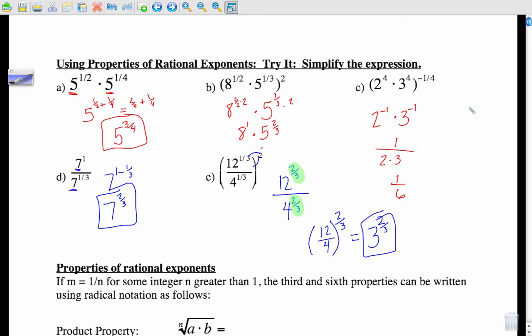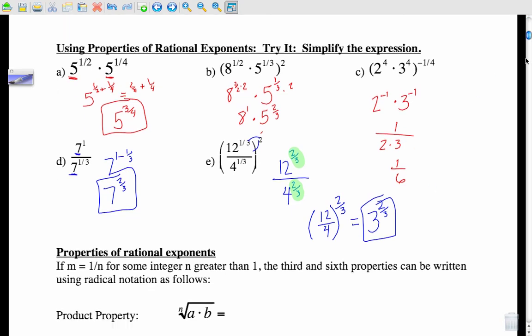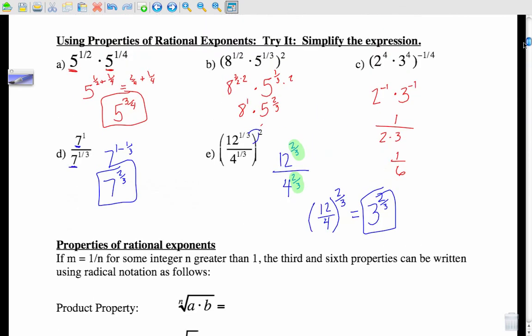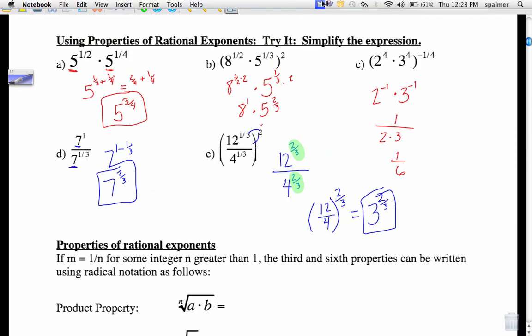Done. So there's some examples on how to work with fractional exponents. What we're going to take a look at in the next video is using fractional exponents. We're going to turn them into radicals, and we're going to work with that. So right now, that's where we're headed.